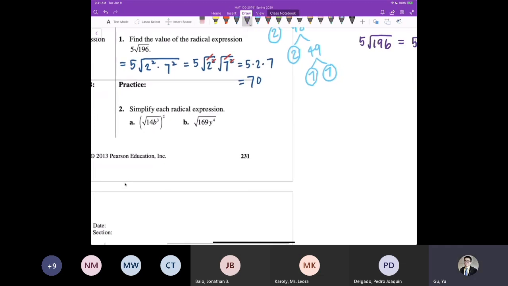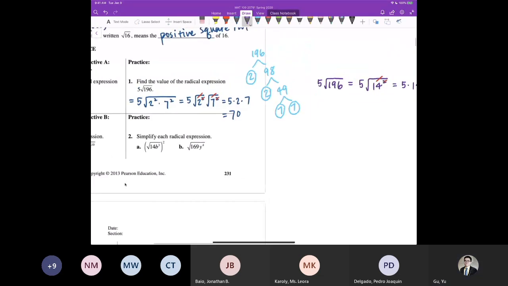Number 2, simplify each radical expression. Part A. Part A is very straightforward. We have a radical as the base, and then we have a square outside. So you could immediately cross out those two operations because they're inverse operations. So you just cross them out, and then you write down what's left. So we have 14b cubed left, and that's it.